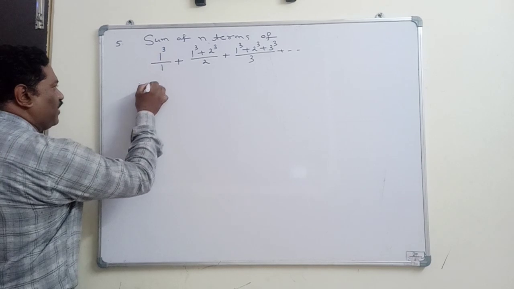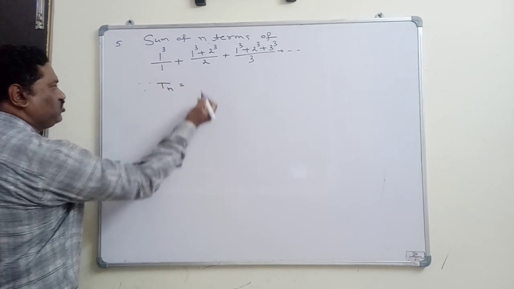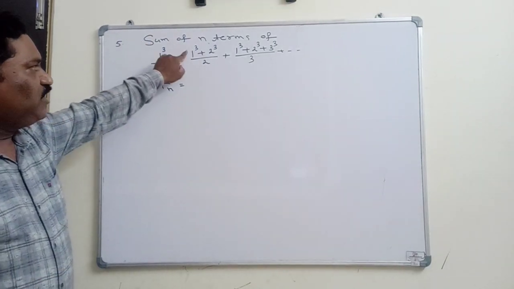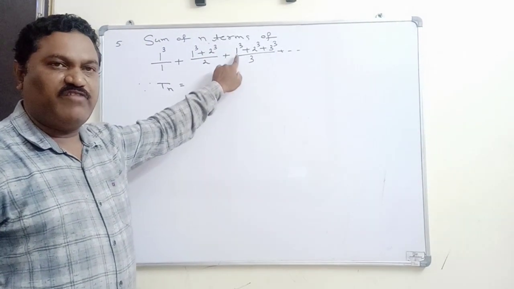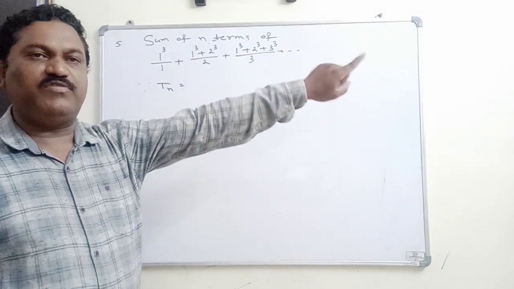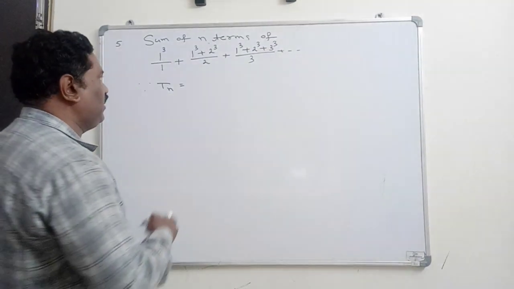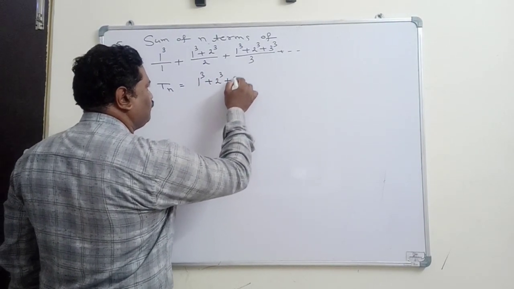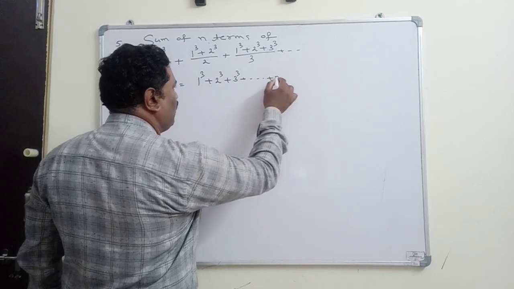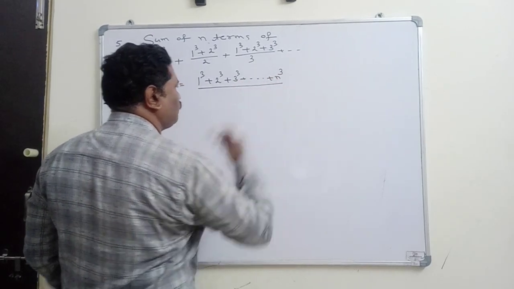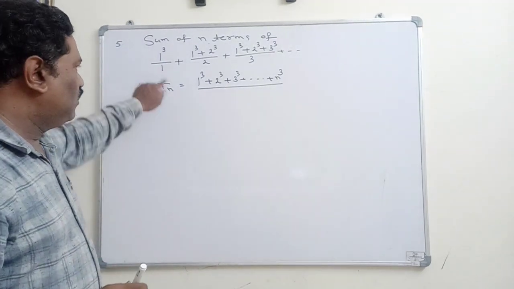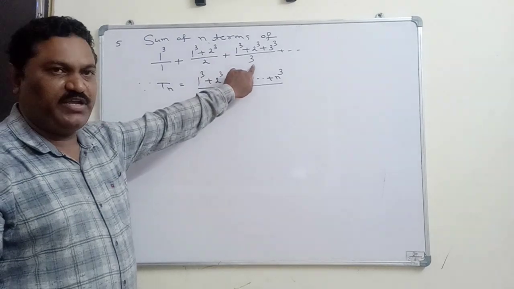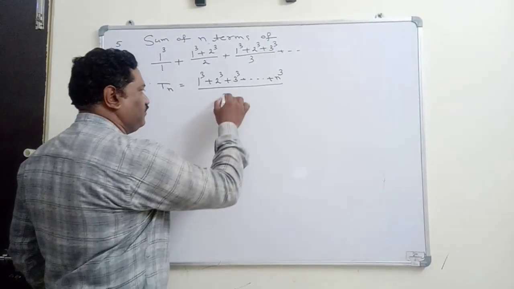First you will find the nth term of the given sequence, that is Tn is equal to, if you observe these terms, the first term you can find up to 1 cube, here you can find up to 2 cube, the third term you can find up to 3 cube, therefore the nth term will have up to n cube. That's why it is 1 cube plus 2 cube plus 3 cube plus and so on up to the n cube upon, the denominator you can find, there is a 1 in the first term, in the second term you can find the 2, third term 3, therefore the nth term we will have n.